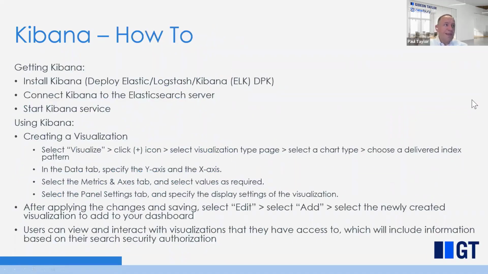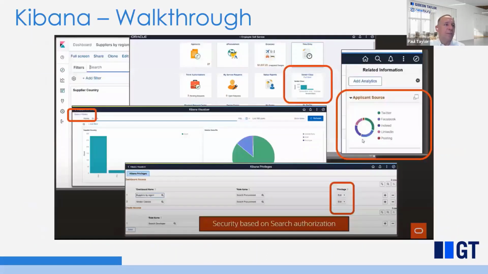So the overall steps, how to get in there, what you're going to be looking at to get Kibana available. You're going to install it, connect it to your Elasticsearch server, start it as a service, and then you have these config steps to actually create a visualization. Again, I won't walk through all of this, but it'll be there for you when you go try this out.